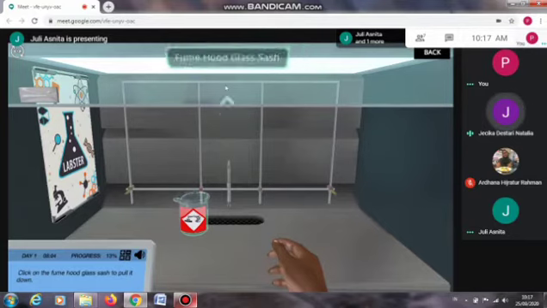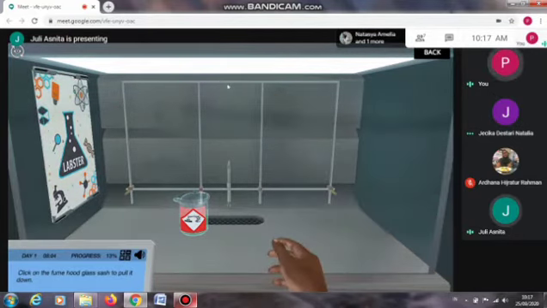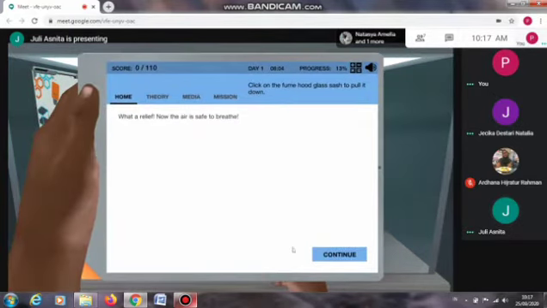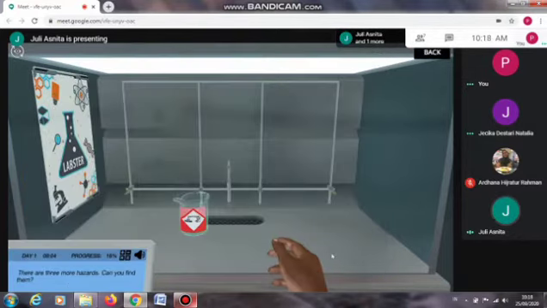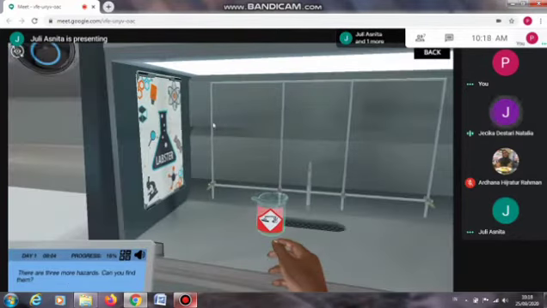Slide it up, then we close it. Slide it down. What a relief. Now the air is safe to breathe. There are 3 more hazards. Can you find them?